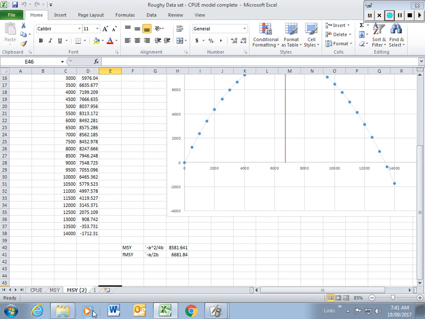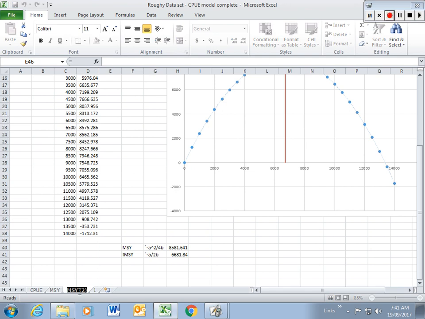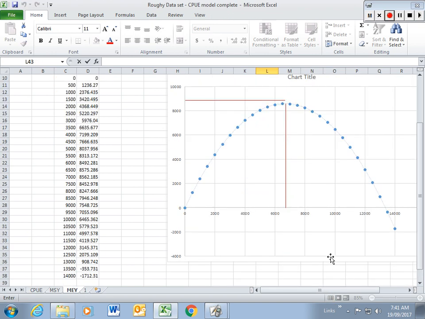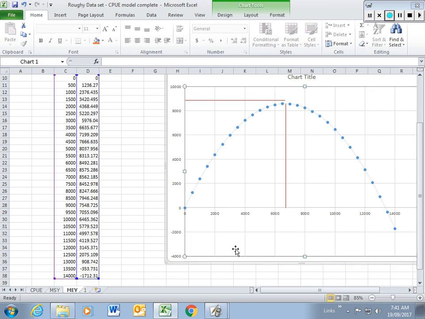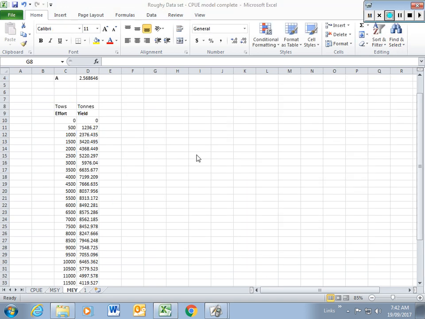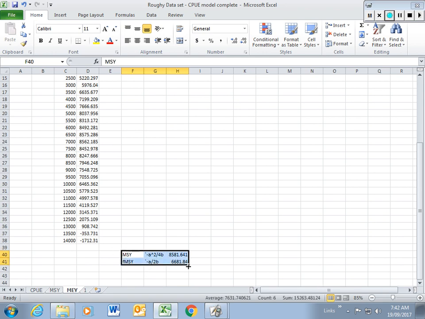Alright, it renames it to MSY2, but I'm going to go in and rename it. Just right click on the tab, rename, and then just type in MEY. Alright, so I've just dragged it across without any copying and pasting. It's just replicated it. Now all I'm going to do is delete the information that I don't want. So I'm going to delete the chart because we don't want that chart. It's not letting me delete the chart. Oh, there we go. Alright, and I'm actually going to delete the MSY stuff down here as well because I don't need that. We've already calculated that.